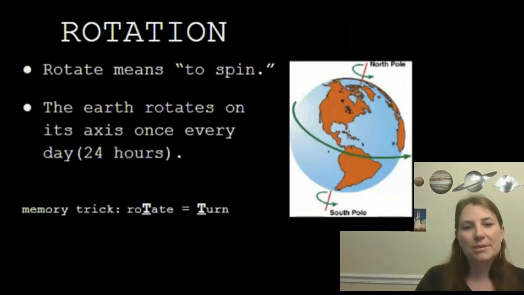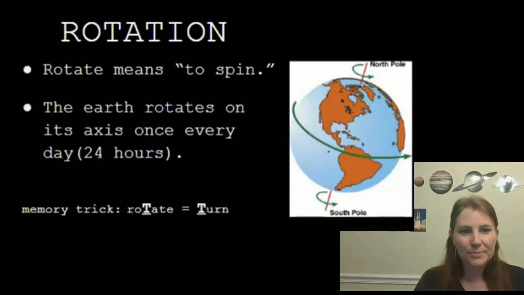Down at the bottom, you see I have a little memory trick for you to help remember what rotate means. Do you see how I wrote that T in the middle? Really big. Rotate has a T in it, just like the word turn. That T reminds me that rotate means turn. Rotate, turn. Don't forget that, because we're going to add in another word in a few minutes that might start to confuse you. Okay? Keep that in your head.